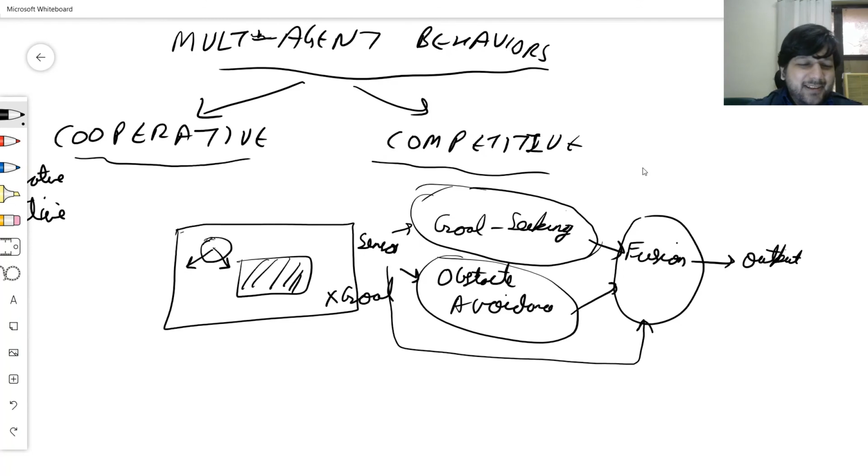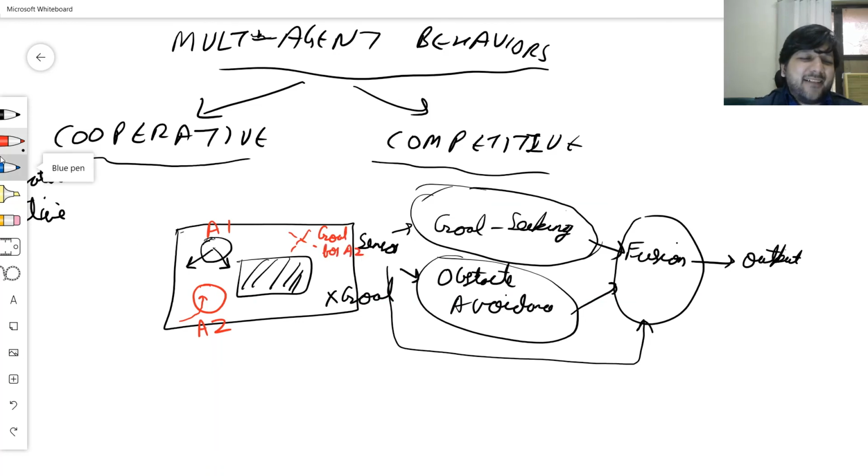Let's add another interesting thing. You've got another agent over here. So this is agent 1 and this is agent 2. And looking at the way it is going, I know that this agent intends to go somewhere around here. So this is a goal for agent 2.